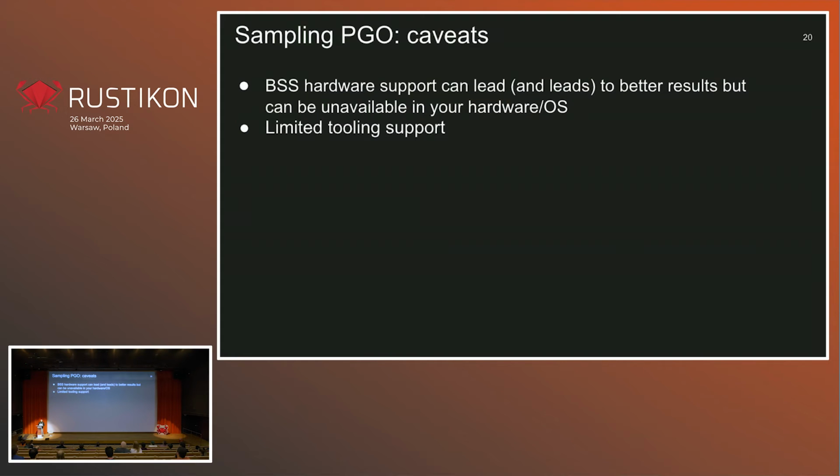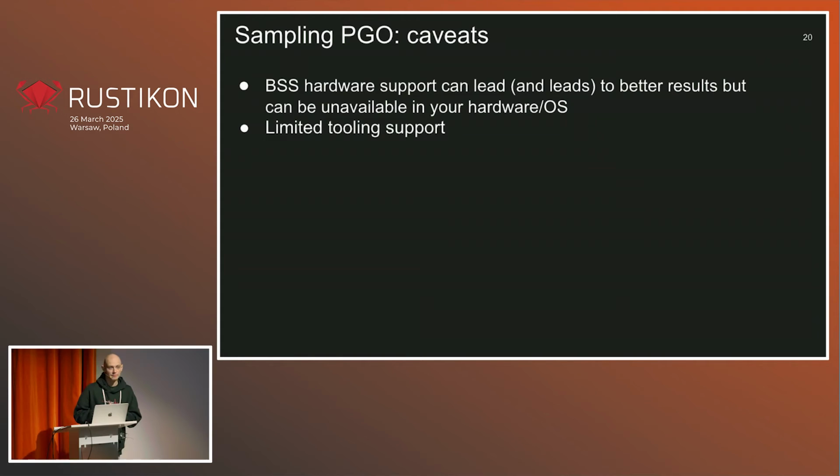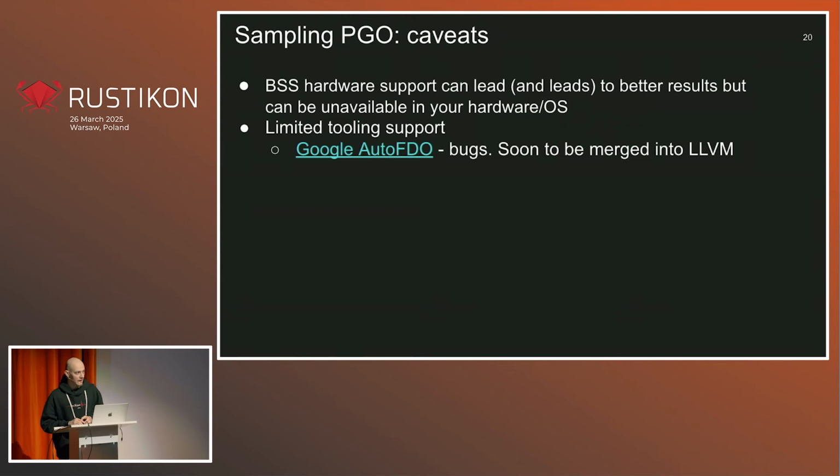And another thing is limited tooling support. So why do we need additional tooling? Your compiler cannot work directly with statistics from your external profiler, from Linux perf or Intel VTune or whatever you want to use. You need some kind of converter. And Google, and there are several of them, Google implemented the AutoFDO project. Unfortunately, it has a lot of bugs.